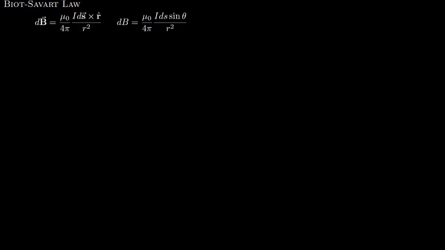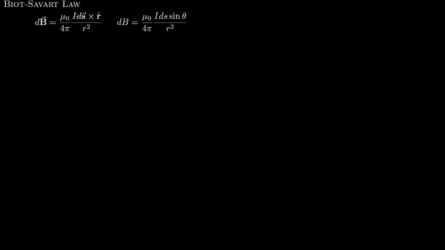So we now talk about the Biot-Savart law. Notice that in the pronunciation the T is silent. This is given as: the small magnetic field dB generated by a small current-carrying wire ds vector is given as dB vector equals mu naught divided by 4 pi.